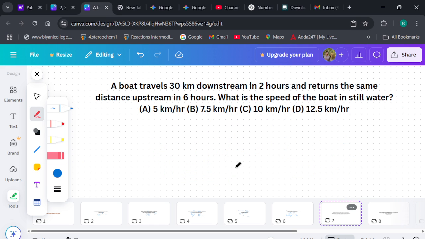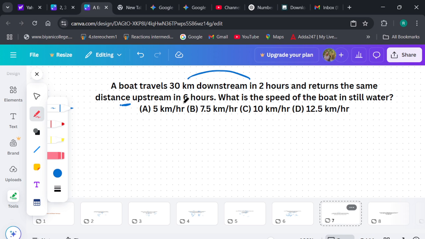All right, next one. A boat travels 30 kilometers downstream in 2 hours and returns the same distance, same 30 kilometers, upstream in 6 hours. Downstream means, okay, coming down a slope. Upstream means going up on a slope. Okay. So downstream will be faster because you are coming down. Upstream will be slower because you are going up.